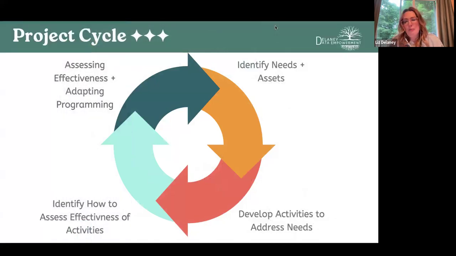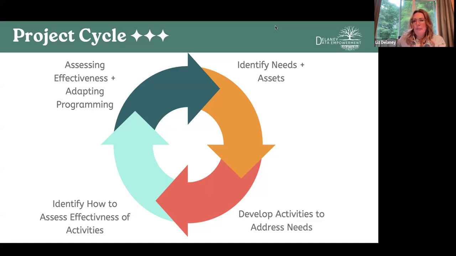As most of you know, probably better than I, there is a project cycle. And so this is going to be pretty project specific. However, I do think this can be applied to any sort of program project, even potentially policy interventions and collaborations. But essentially, you identify needs and assets. You then use those needs and assets to develop activities. Those activities are then used to identify how you're going to assess the effectiveness of those activities. And then that evaluation or assessment of effectiveness is used to adapt programming.